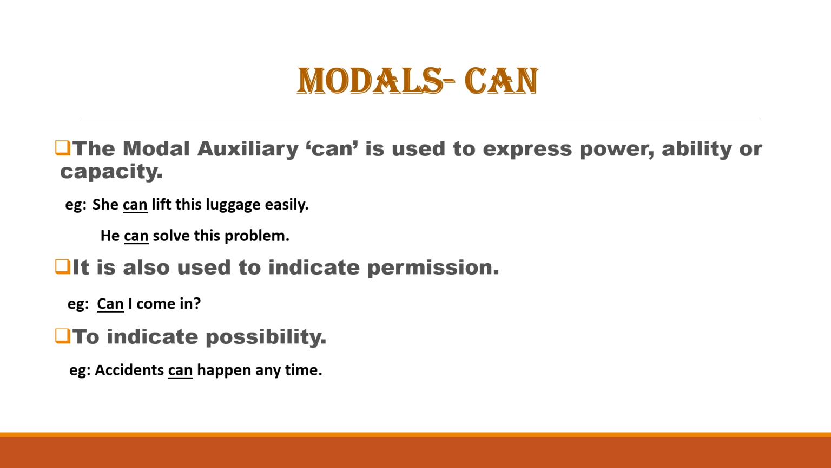Now, next is can. The modal auxiliary can is used to express power, ability or capacity. For example, she can lift this luggage easily. Next, he can solve this problem. Now, next it is also used to indicate permission. For example, can I come in? Now, it is also used to indicate possibility. Now, note that can indicates a theoretical possibility, whereas may indicates a factual possibility.